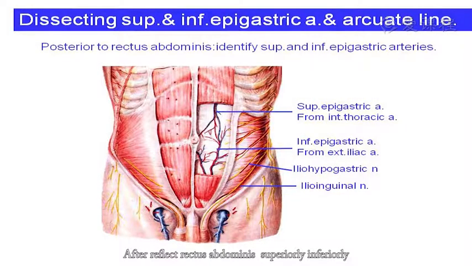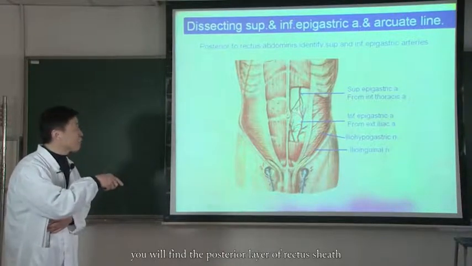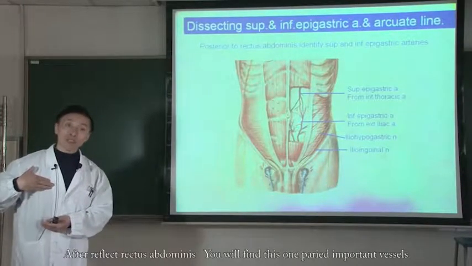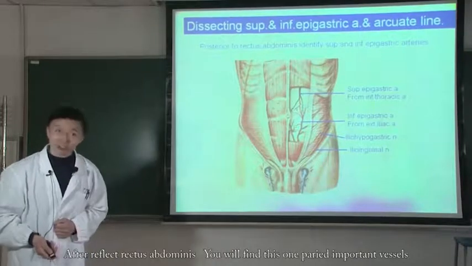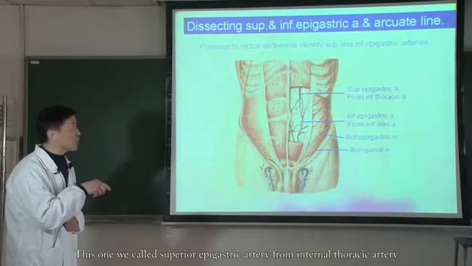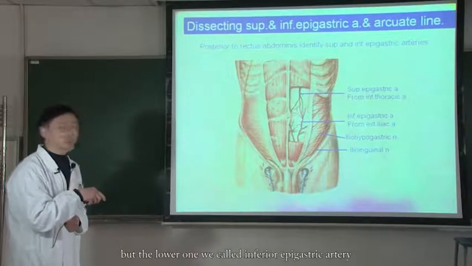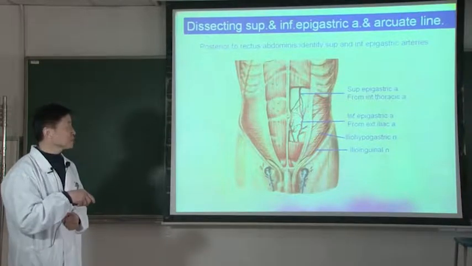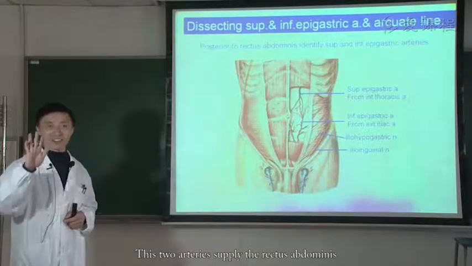After you reflect the rectus abdominis superiorly and inferiorly, you will find the posterior layer of the rectus sheath. You will also find one paired important artery. This one we call the superior epigastric artery, from the internal thoracic artery. The lower one we call the inferior epigastric artery. This artery usually comes from the external iliac artery. These two arteries supply the rectus abdominis.